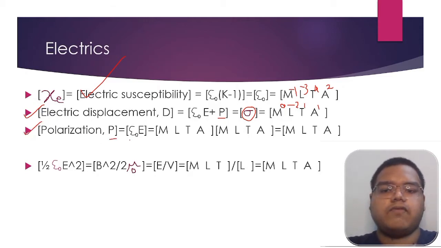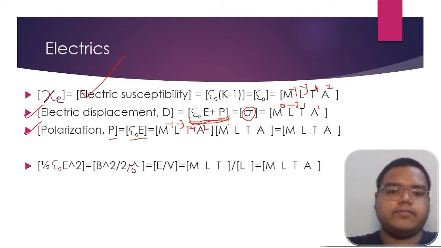Polarization P has a dimension of epsilon naught E, where you can see this equation, and which is equal to M to the power minus 1, L to the power minus 3, T to the power 4, and A square into E, that is M to the power 1, L to the power 1, T to the power minus 3, and A to the power minus 1, which comes out to be M to the power 0, L to the power minus 2, T to the power 1, and A to the power 1. Notice how these two are same.